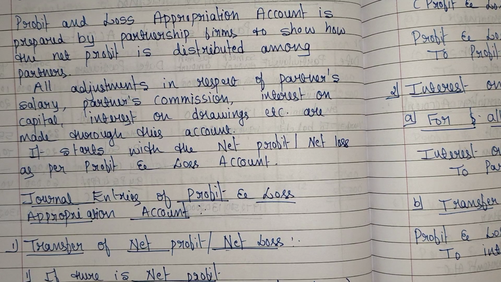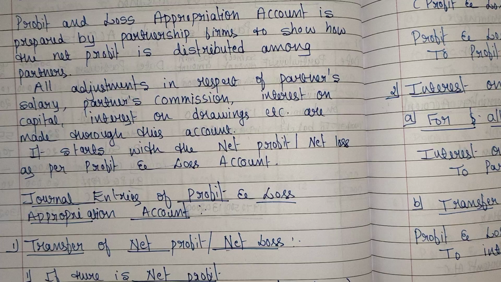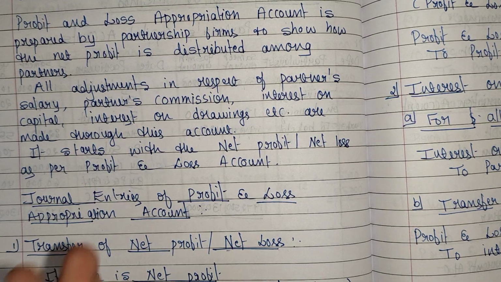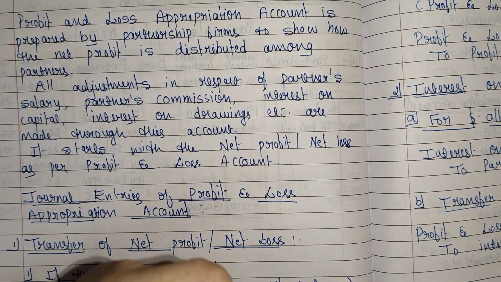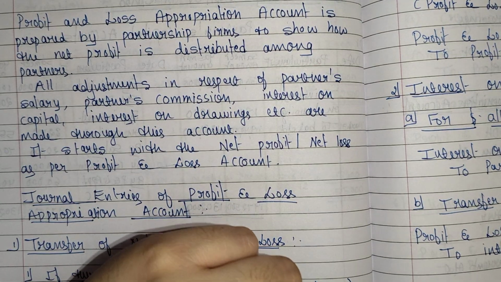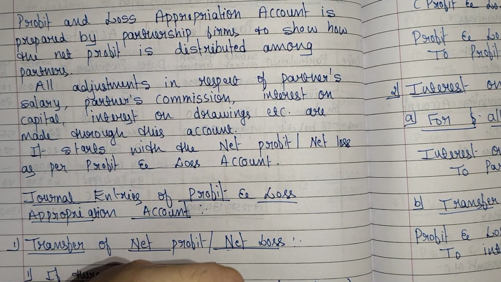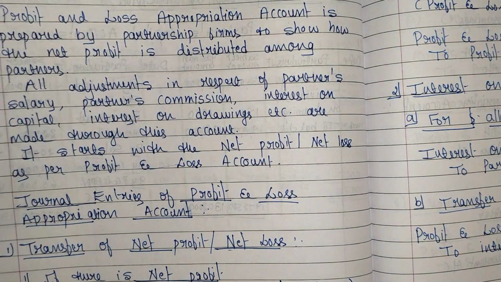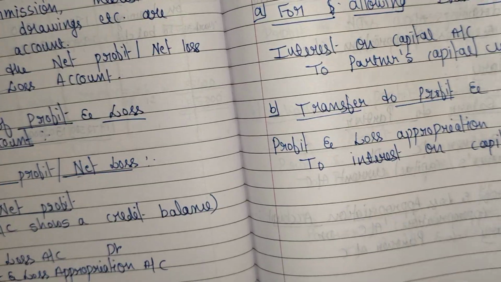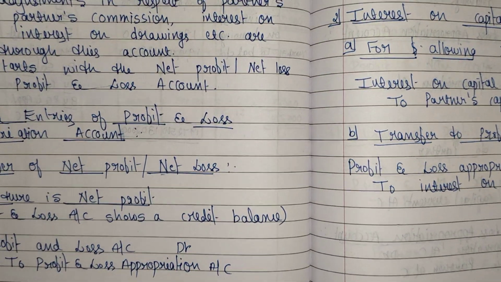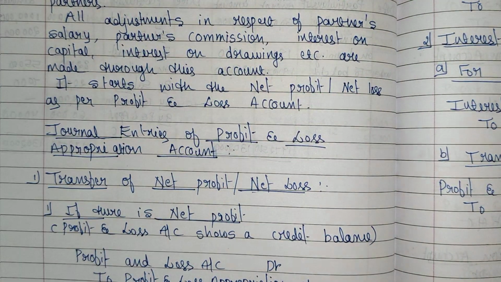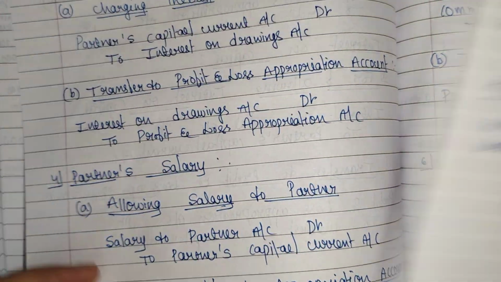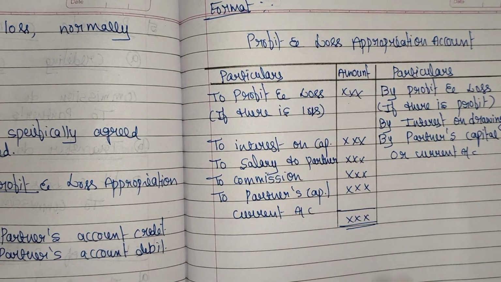So the profit and loss appropriation account shows how the profits are distributed or appropriated among the partners, as the name itself says. That's it. Clear? So let's see the journal entries and the format of the profit and loss appropriation account. So these are the journal entries and this is the format.